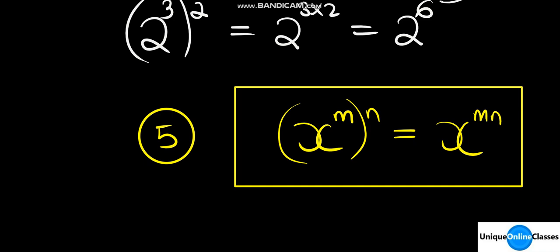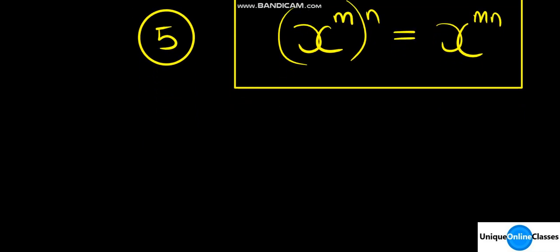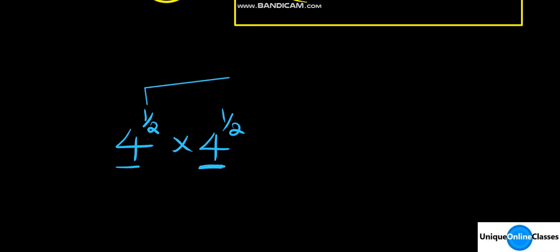Let's now move on to law number 6. Consider this one. Take 4 raised to the power half times 4 raised to the power half. When we apply law of indices number 1, we are multiplying numbers of the same base. What are we supposed to do with the powers? We're supposed to add the powers.